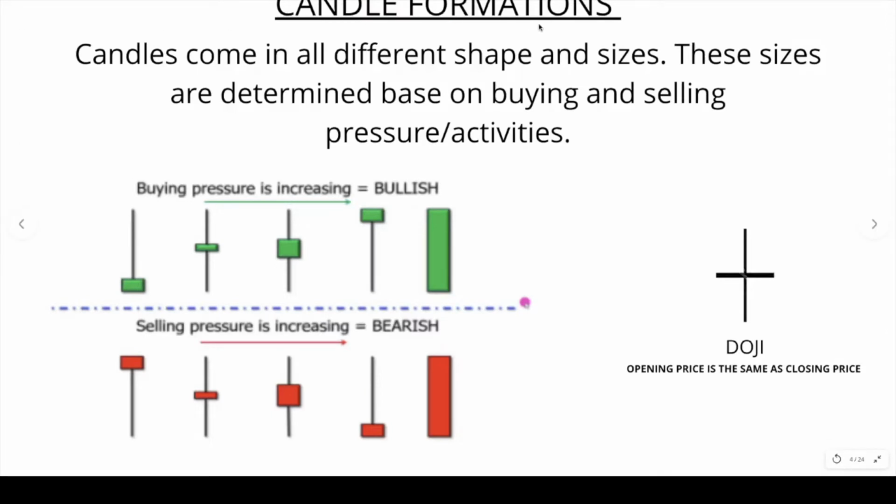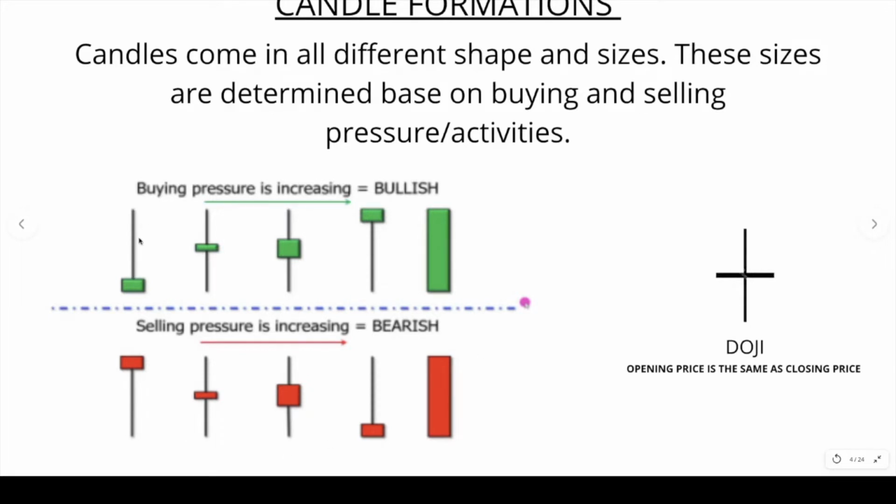Now let's take a look at candle formations. Candles come in all different shapes and sizes. These sizes are determined based on buying and selling pressure or activities within the market. Based on the formation of the candles, it will tell you who is more in control. Is it the bulls, the buyers, or the bears, the sellers? The bodies of the candles and the wick itself will let you know who is more in control and where price action is being more favored to. Is it to the bulls or the bears?